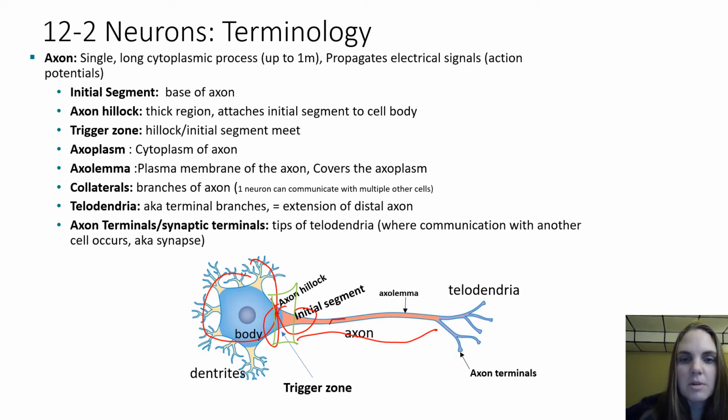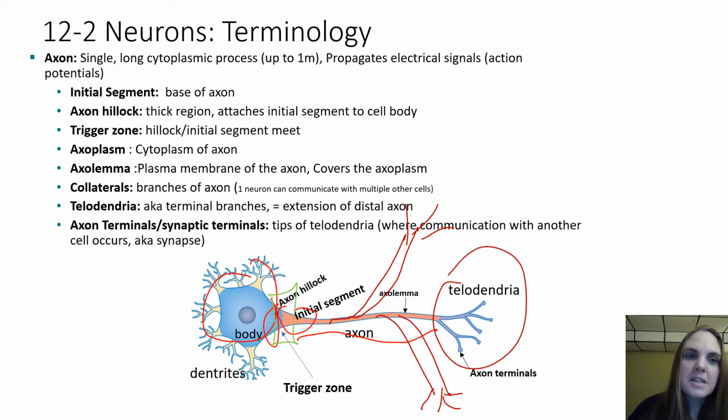Collaterals were those branches of the axon that can come off. There's none on this picture, but if we had one, we would have little branches coming off the axon, making their own telodendria. And then the telodendria is basically the extension of the distal axon where it branches off. Sometimes it's called the terminal branches. And then at the end of the telodendria branches, these little tips are called our axon terminals, our synaptic terminals, or synaptic bulbs. And that's where the communication with another cell is going to occur.